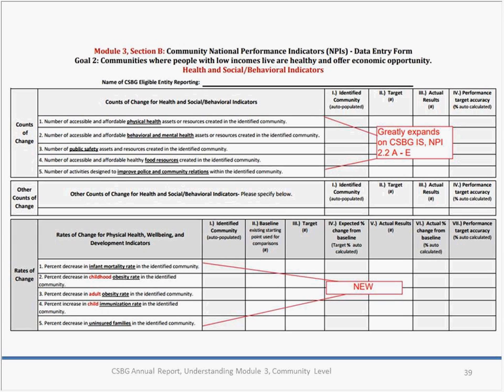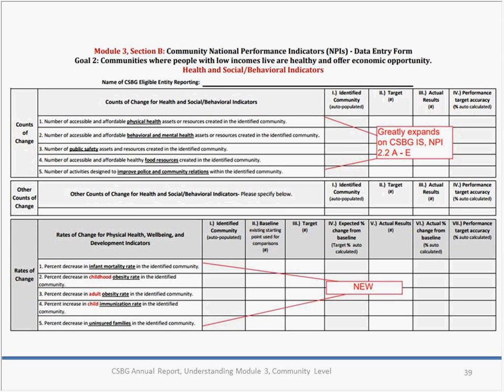Health and social indicators. This is the fifth domain. On the screen, you can see both the counts of change and rates of change as options here. The counts of change is expanding on what you may have already been reporting in NPI 2.2. Number of accessible and affordable physical health assets, behavioral and mental health assets. And these are counts of assets, not counts of people. And this is work that you're doing in collaboration with others that you're contributing to in your community.